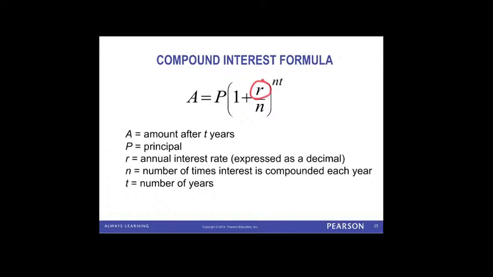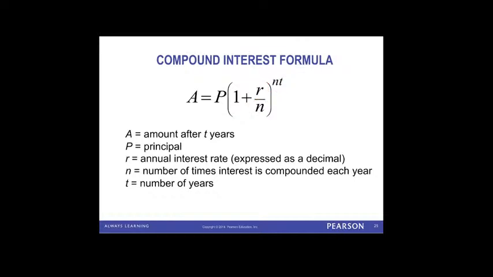These n's are the number of times the interest is applied in a year, right? So if the interest is applied annually, that would be a 1. If it's semi-annually, that'd be a 2. If it's quarterly, it would be a 4, and so on. And then t is the number of years for this account, right?